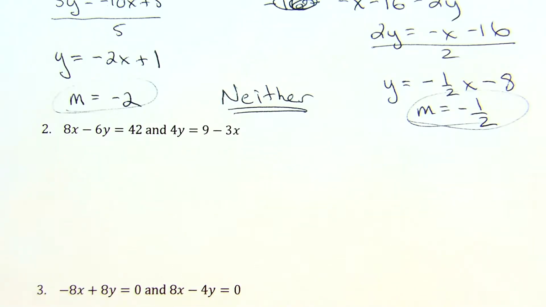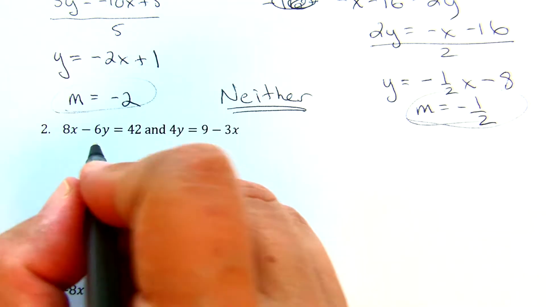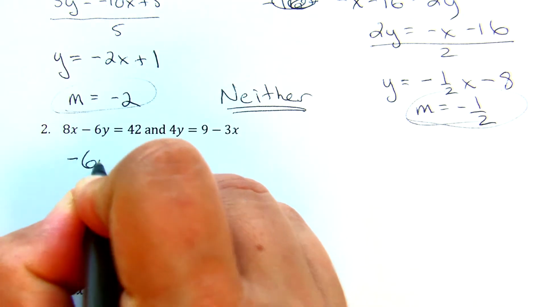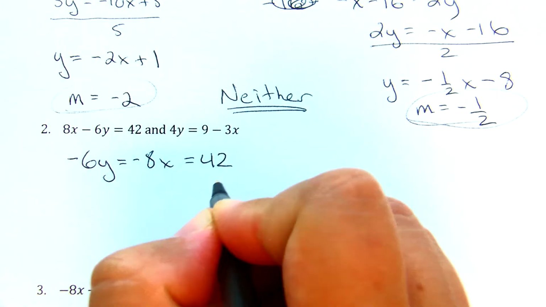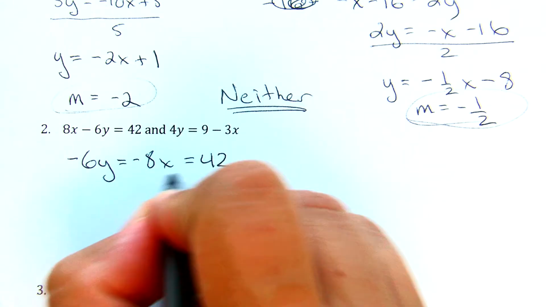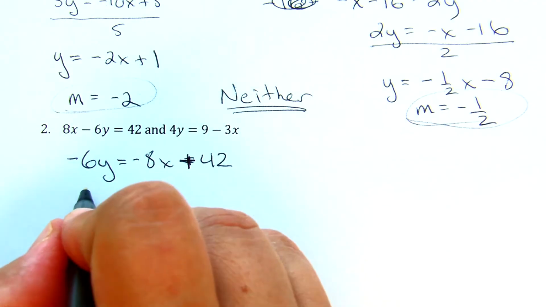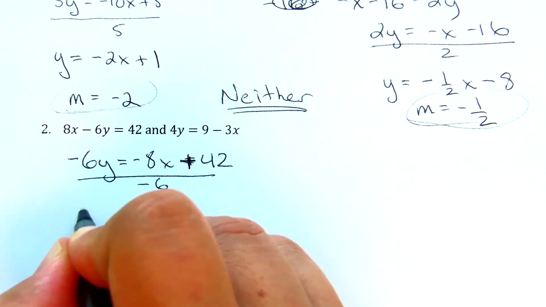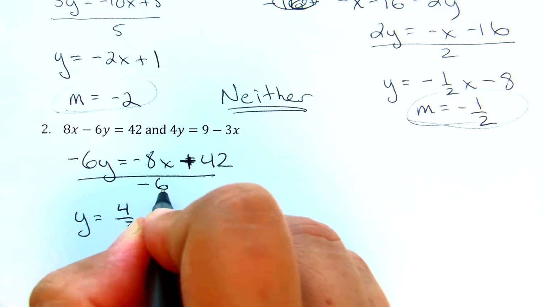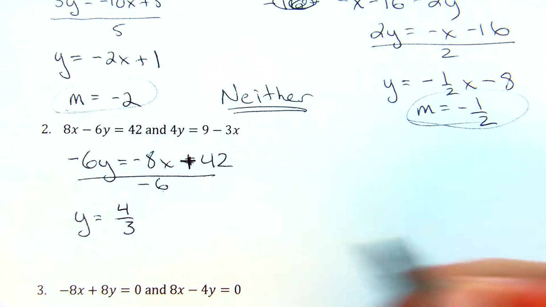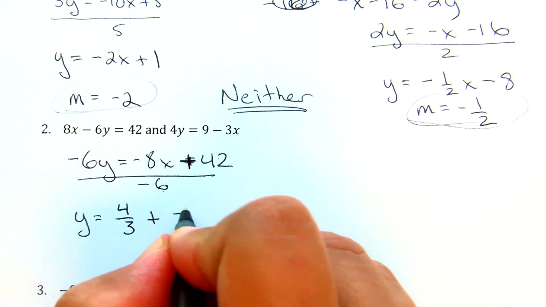Alright, let's look at another example. 8x minus 6y is 42, and 4y equals 9 minus 3x. So we'll get y by itself. Here I add 8x... oh, sorry, subtract 8x, then add 42. Then I will divide by negative 6. So I get y equals 4/3 x. I'm simplifying: negative 8 over negative 6 is 8 over 6, which is 4 over 3. Plus 42 divided by negative 6 is negative 7.